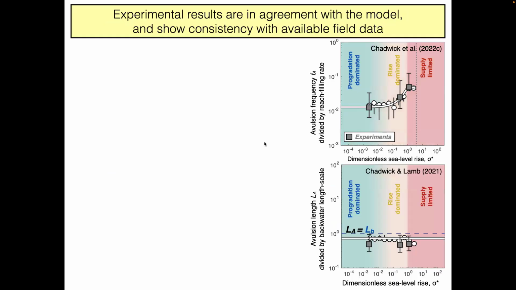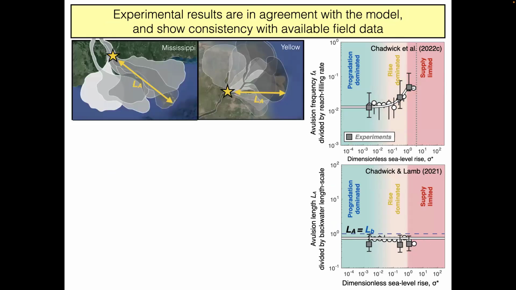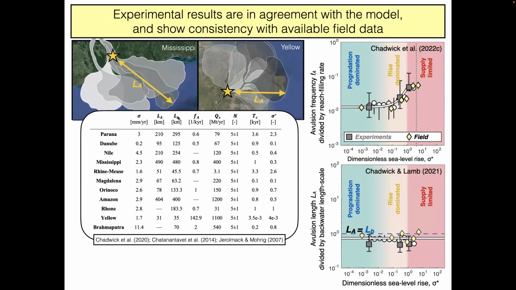So all this to say that these experimental results are showing agreement with the model. So here's our avulsion frequency graph as well as the avulsion length graph again with the same x-axis of the rise rate. You can see that they're all showing consistency with these white model predictions. And it also shows consistency with the field data that we have for these kinds of rivers. So if we take the Mississippi, the yellow, and a handful of these other large lowland deltas where we have constraints on the avulsions, we can plot them as these yellow diamonds and see this consistent picture for delta response of their avulsions to sea level rise.